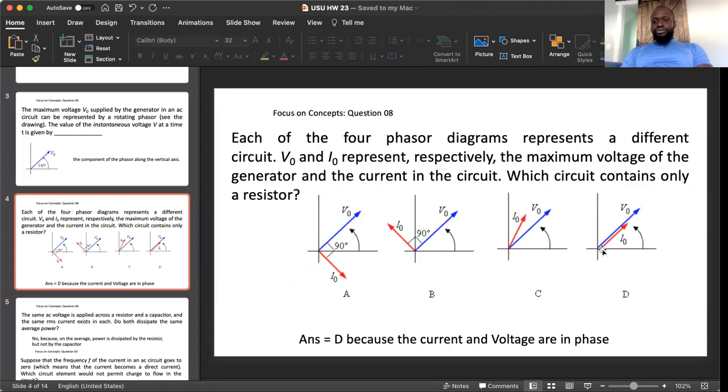So for a resistor, current and voltage are in phase. So D is the one that should be for a resistor. They are in phase, they are together on the same line. We have no angle between them.